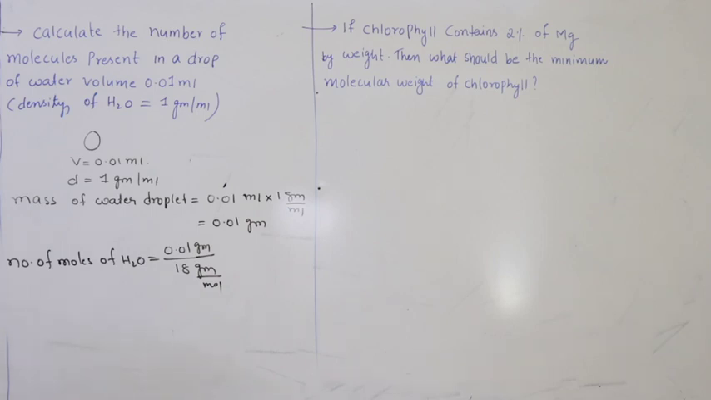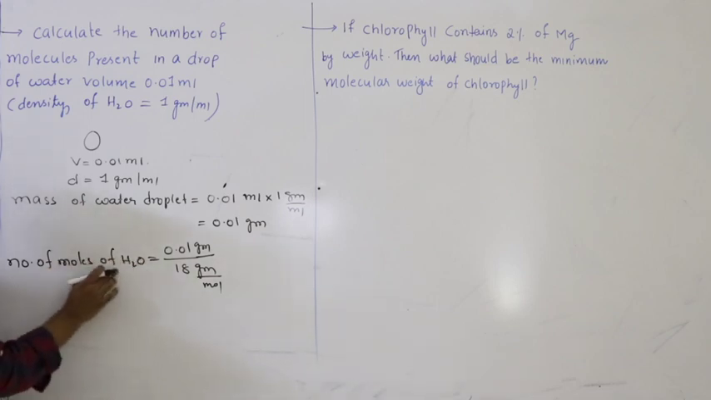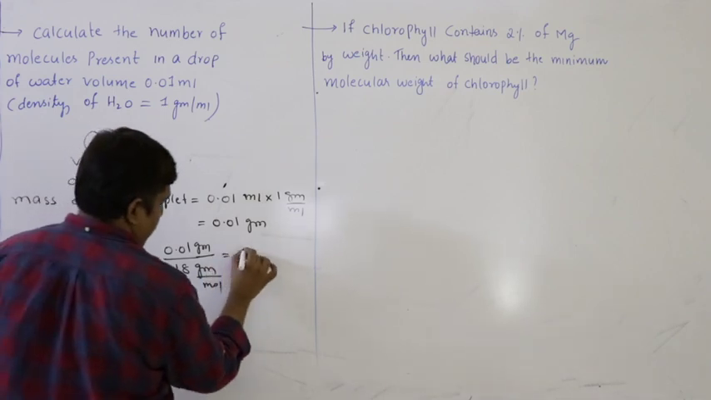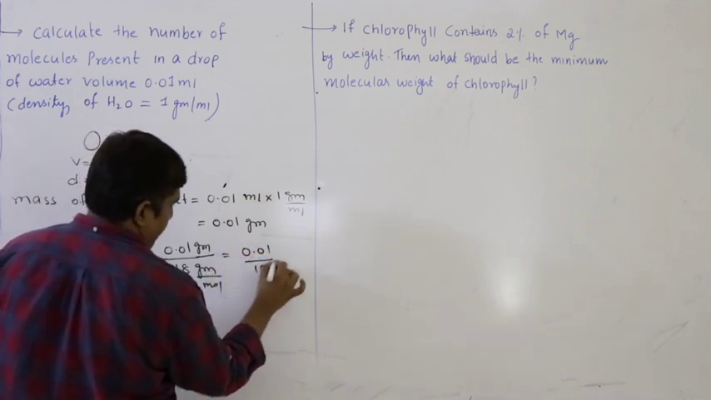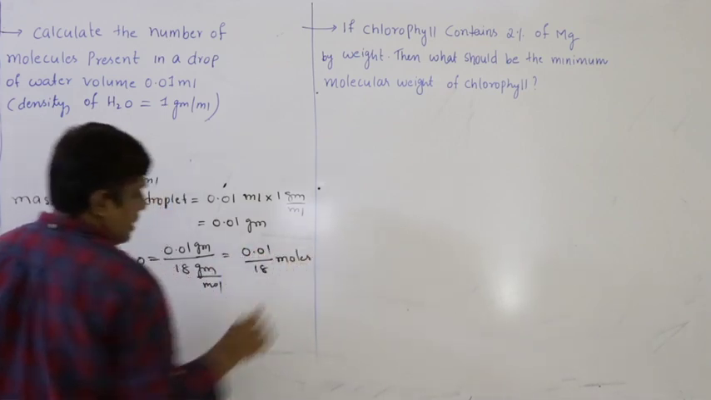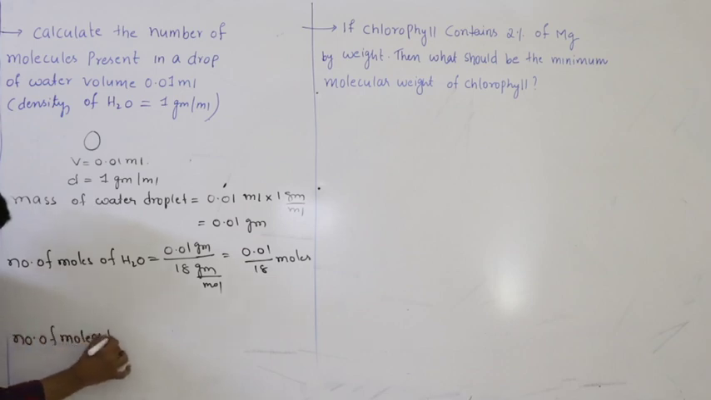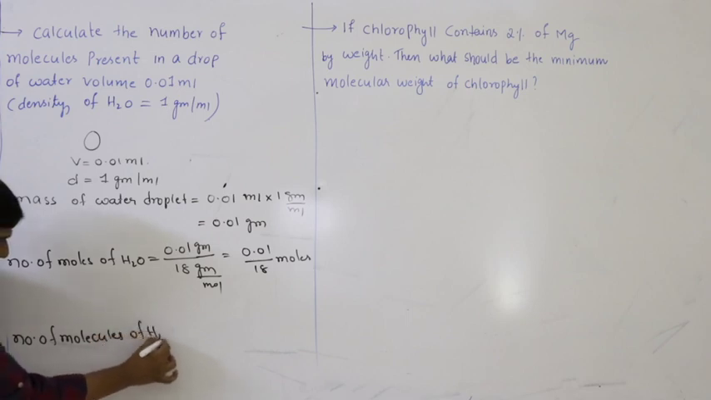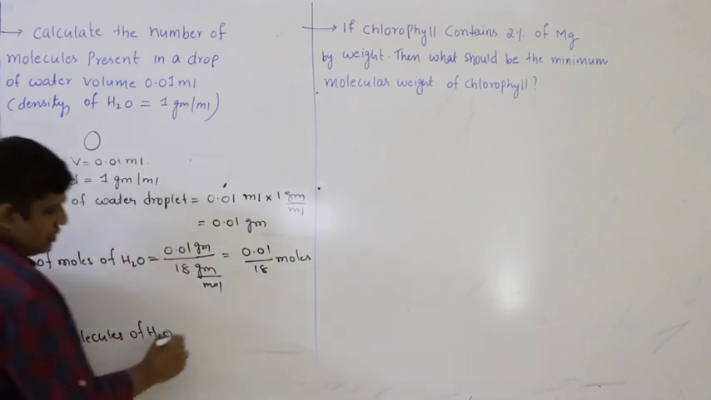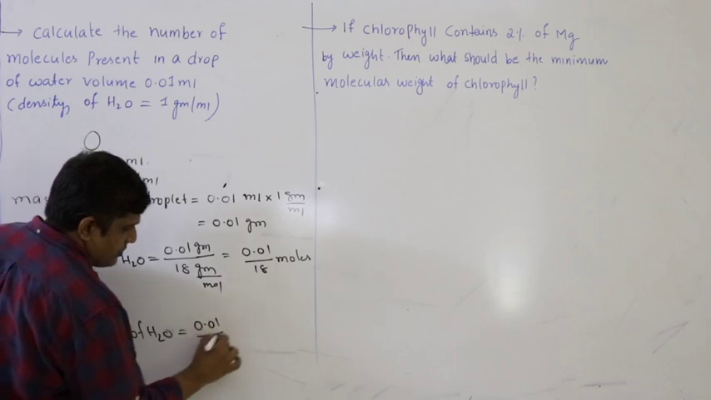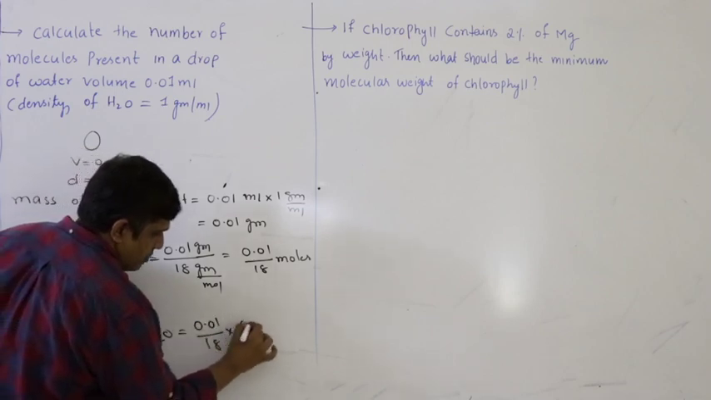Okay, let us keep it like that. What we require is molecules. Since we know the moles, let us calculate molecules. 1 mole contains Avogadro number of molecules. So multiply with this Avogadro number, what do we get? The number of molecules of water in the given mass is equal to the number of moles into Avogadro number.